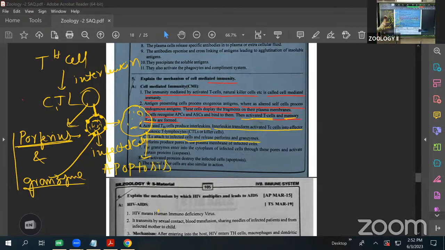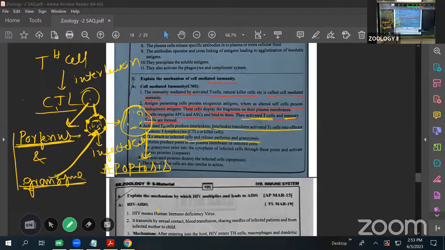To summarize, the active T helper cells form the CTL cells, which attach to the infected cell. Immediately they release two substances: porphyrin and granzymes. The porphyrins make holes in the infected cells, and the granzymes are liquid-like structures that enter inside the infected cell. The cell becomes swollen and is destroyed. That process is called apoptosis.